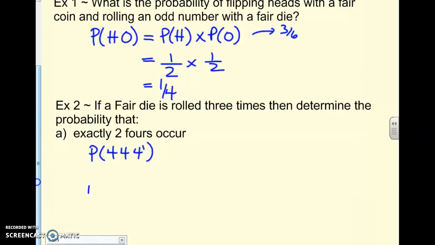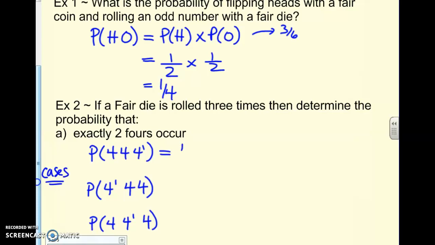We could also get the probability that we didn't get a 4 the first time, and then we got a 4, and then we got a 4. Or there's also the probability that I got a 4, and then I didn't get a 4, and then I got a 4. So you have to look at all of those cases. So these are the different cases or the ways that this could happen. So the probability that I got a 4 would be 1 out of 6.